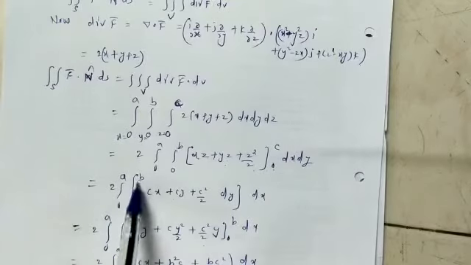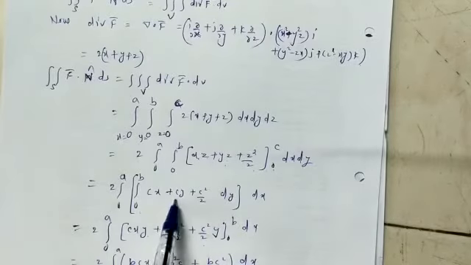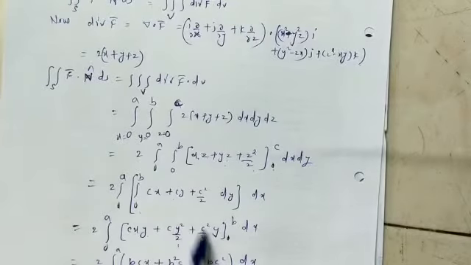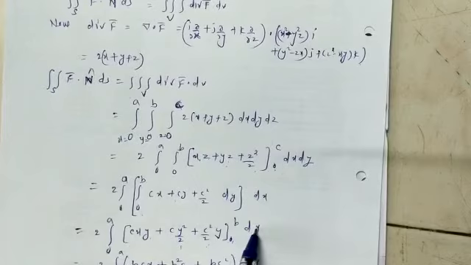Now the next integral will be with respect to y, okay? The integral of cx with respect to y is cxy. Then this is cy²/2. c²/2 is constant. The integral of dy is y. And what are the limits now? 0 to b. Now replace y by the upper limit b first and then replace y by the lower limit 0. Okay, so you are getting this.